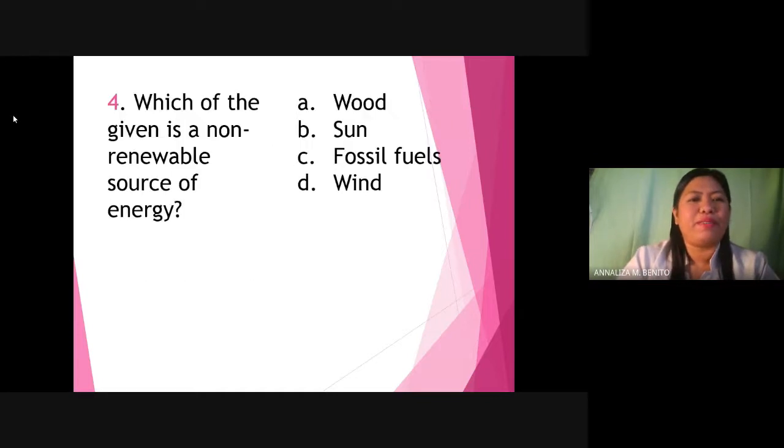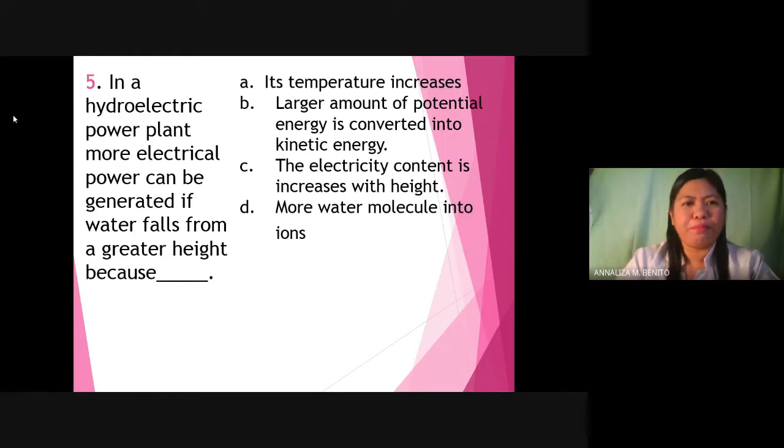Next, number 4. Which of the given is a non-renewable source of energy? A. Wood. B. Sun. C. Fossil fuels. D. Wind. Okay, last number. In a hydroelectric power plant, more electrical power can be generated if water falls from a greater height because blank. A. Its temperature increases. B. Larger amount of potential energy is converted into kinetic energy. C. The electricity content increases with height. And D. More water molecules into ions.